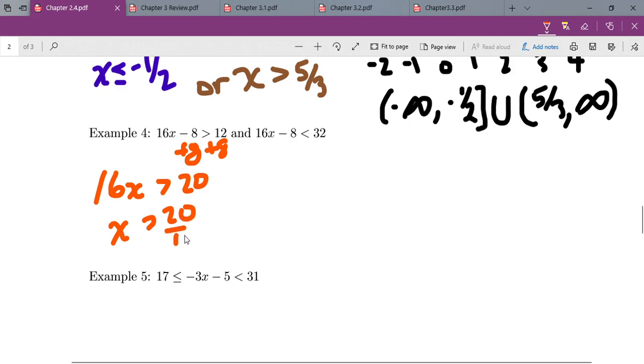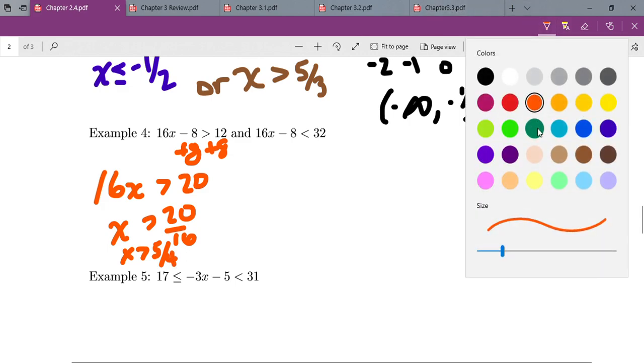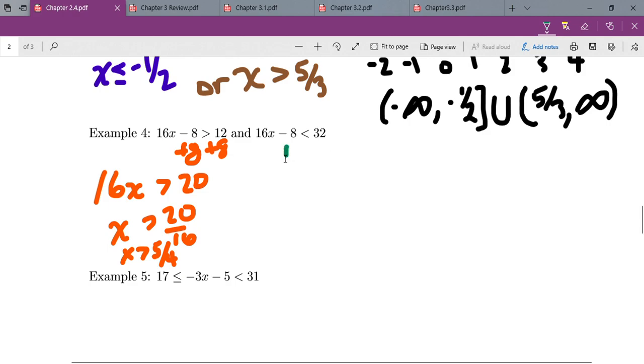You can then simplify that. They're both divisible by 4. And what you'll get is 5 over 4. So x is greater than 5 over 4. Okay, so that's the first one. Now let's do the second one. Once again, we'll add 8 to both sides. We get 16x is less than 40. Okay, we divide by 16, we get x is less than 40 over 16.